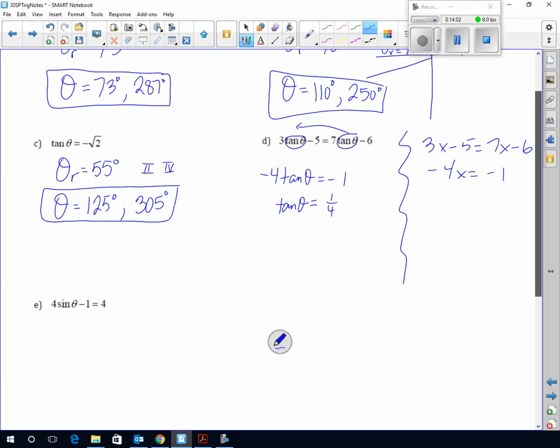Okay, so, is that in the unit circle? No, that's not one of the tan values. So I have to inverse both sides, inverse tan both sides. And what do we get? Yeah, we get a really small 14 degrees, that's my reference angle again.